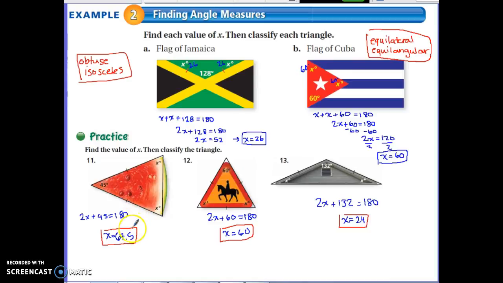Number 11, my x value is 67.5, which means two of the angles are less than 90. This 45 is also less than 90. So all three angles are less than 90, making this acute. And since two of the sides are the same when we look at these markings, it is an isosceles triangle.